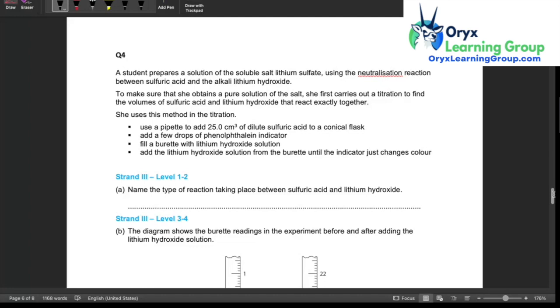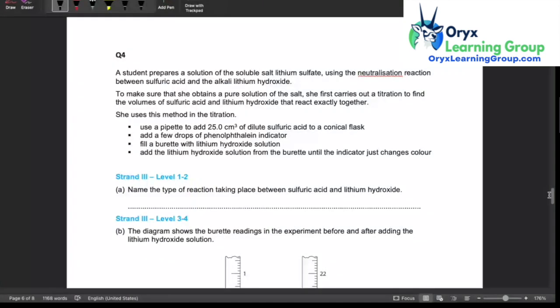Okay. So the first question is, name the type of reaction taking place between sulfuric acid and lithium hydroxide. This is a very easy question. So what is the name of the reaction? Neutralization. Very good. Acid and a base, so it will be a neutralization reaction. Okay, let's go to the next question.